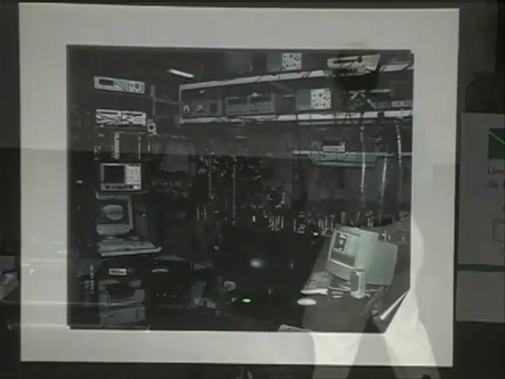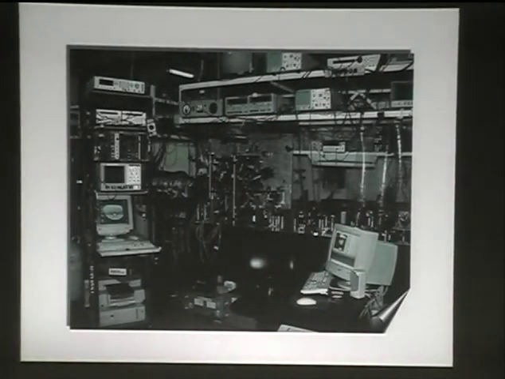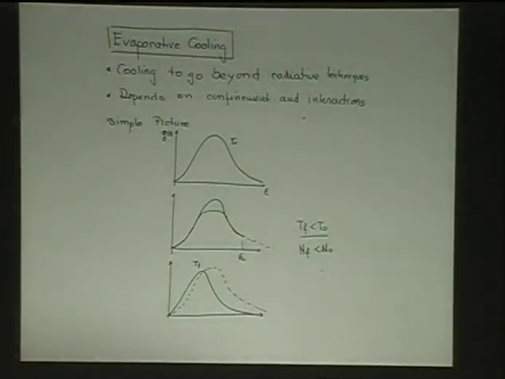And this is a normal. This is the old experiment we had on sodium. This is a normal laboratory where those things happen. Once you put the atoms in a magnetic trap, they are not cold enough. We have to go further down.